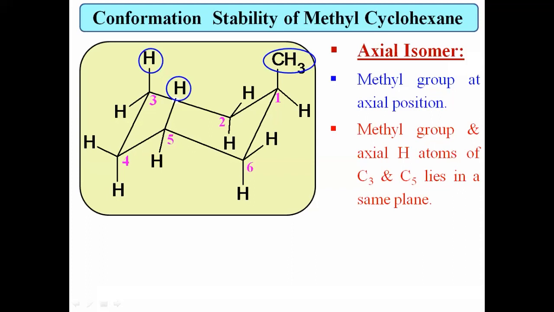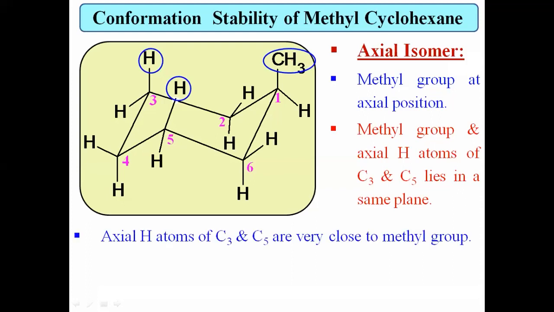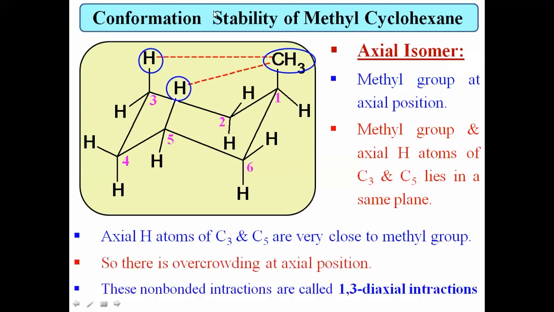आणि त्याचबरोबर एकाच प्रतलामध्ये सुद्धा आहे. Here, the axial hydrogen atoms of C3 and C5 are close to the methyl group. And therefore, interactions are developed between that methyl group and hydrogen. These interactions are called the 1,3 diaxial interactions. These non-bonded interactions are called 1,3 diaxial interaction.